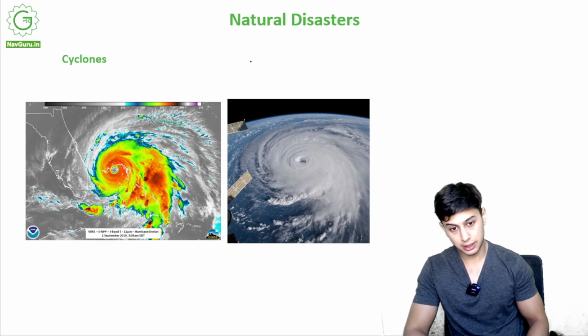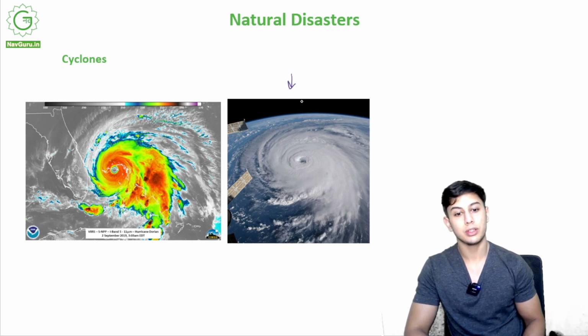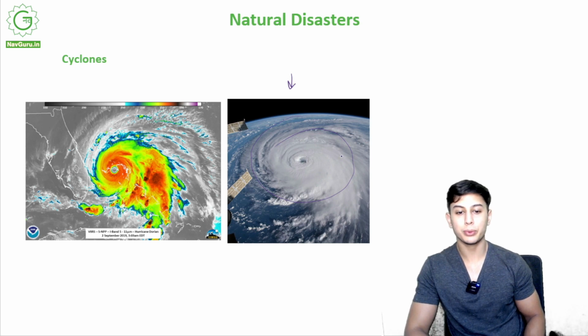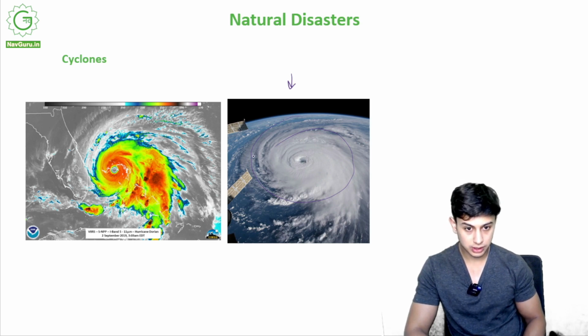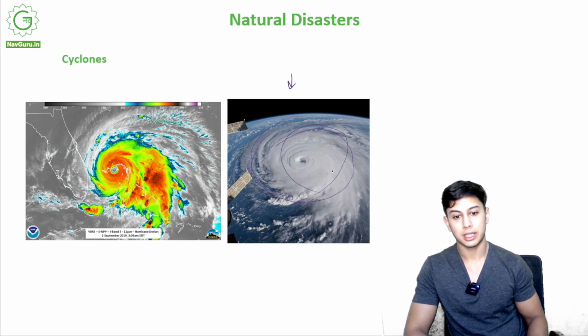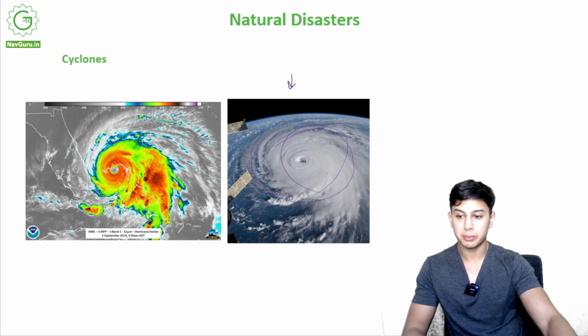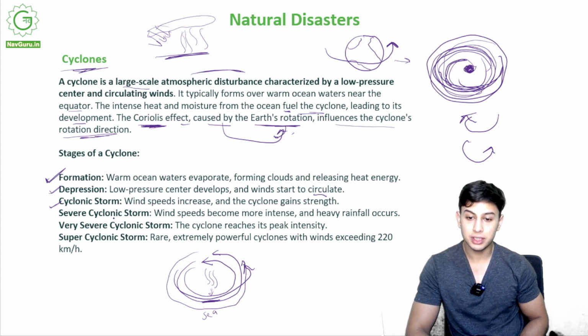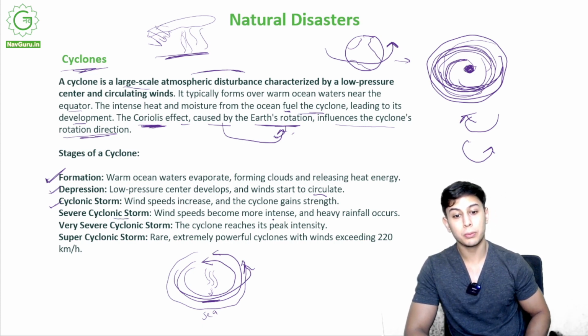See, this is an example of a cyclone seen from space. This low pressure area would cover countries, maybe two regions of countries. Okay, so this is a very big cyclone, right? You can imagine how strong it would be. So this is a cyclonic storm. Severe cyclonic storm. Wind speeds become more and more intense.